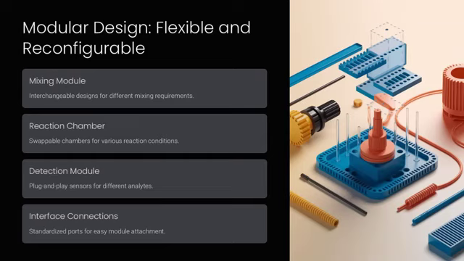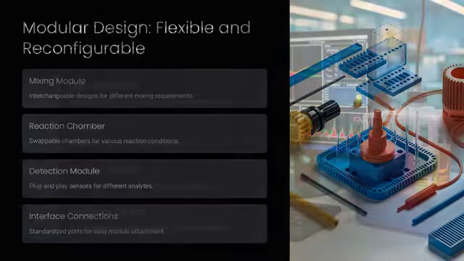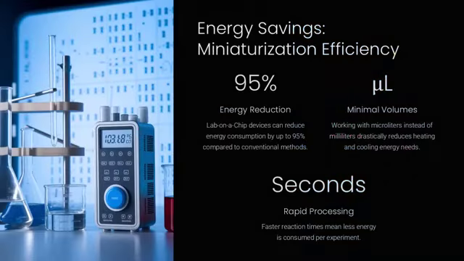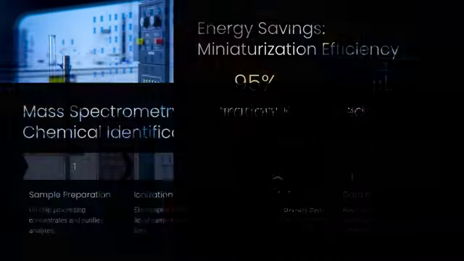For example, a chip can analyze trace heavy metals in water with high sensitivity, much like a high-powered microscope reveals details invisible to the naked eye. Integrating chemical synthesis and analysis on one chip enables immediate feedback and iterative optimization. For instance, a chip that synthesizes a compound can instantly assess its purity through embedded detectors, similar to an assembly line that continuously checks product quality before packaging.